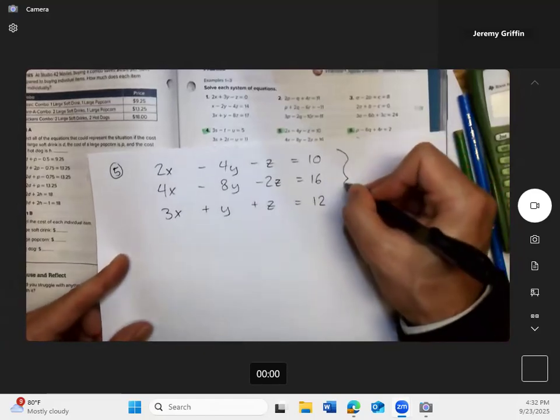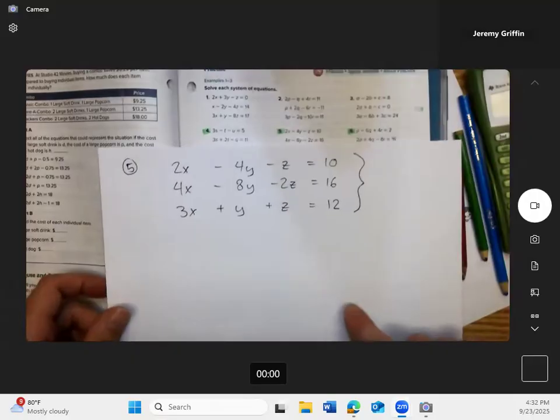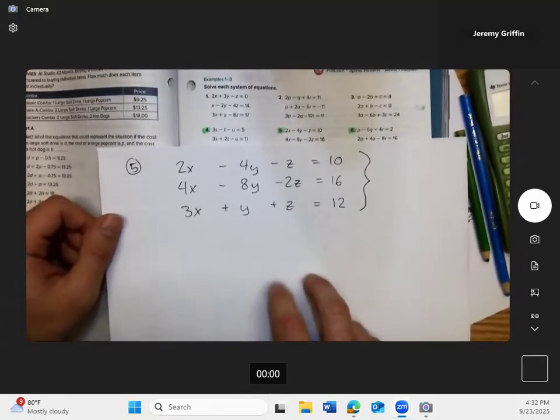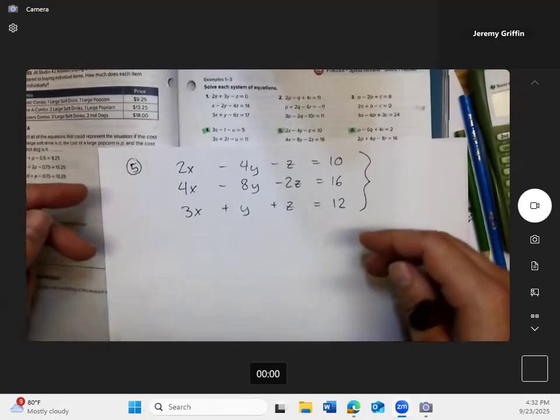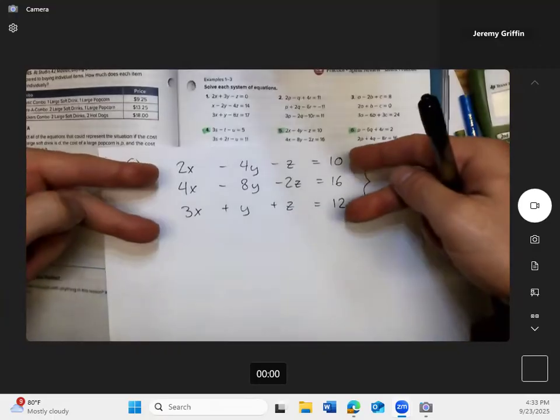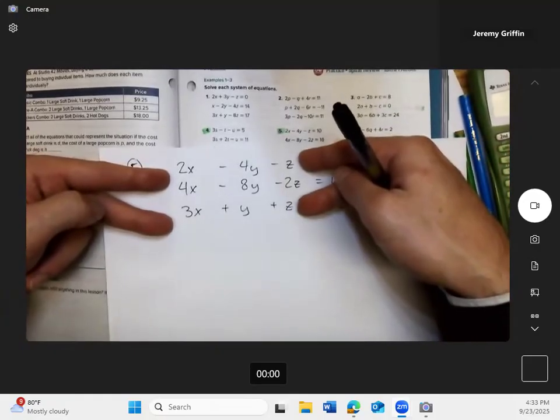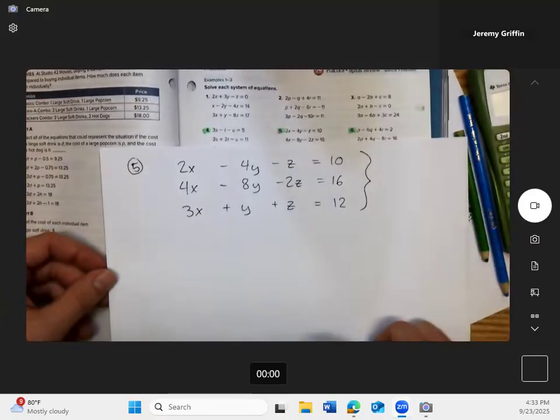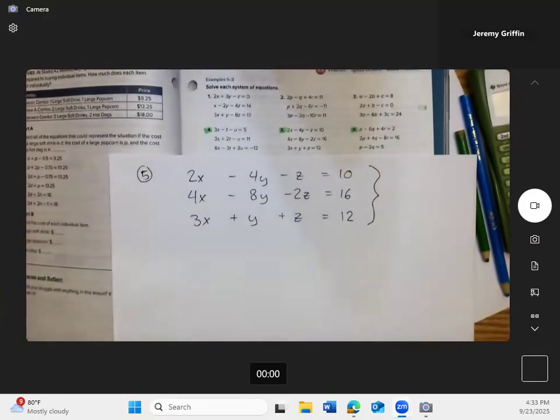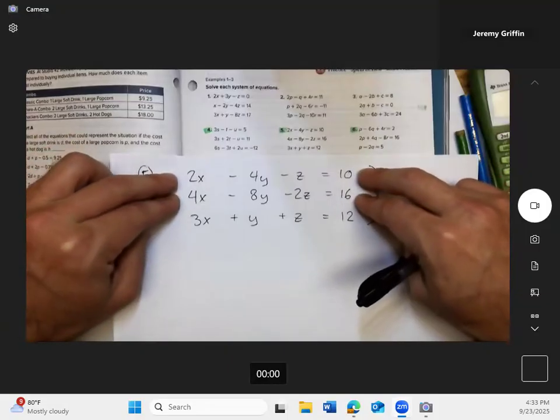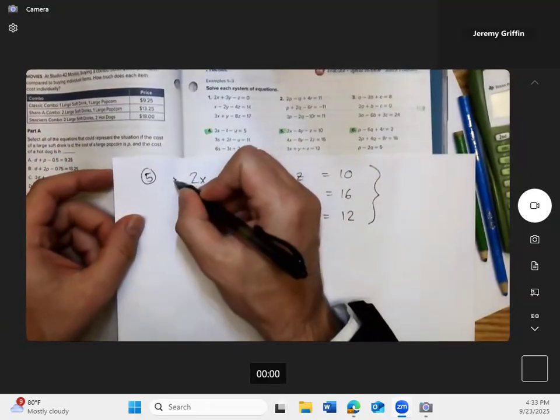All right, so what should I do? You know what? I see if I add together the first and the third, I can eliminate the z. Let me think about this. So strategize here. Wait, I changed my mind, because I noticed something kind of funny about these top two equations. So actually, let's take these top two right here.